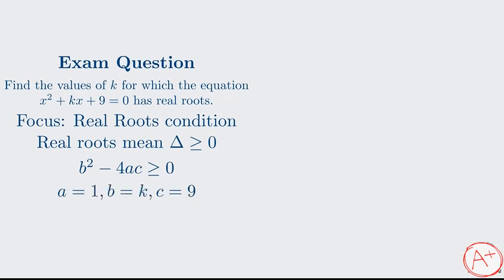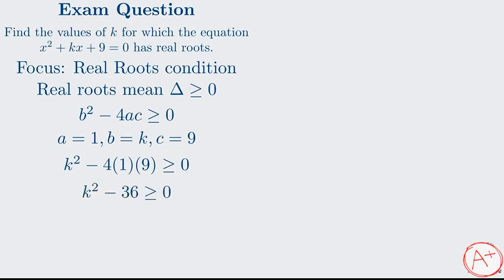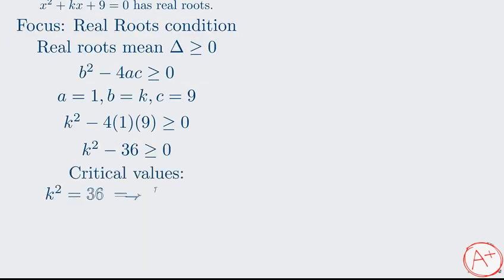Let's identify the coefficients. a is 1, b is k, and c is 9. Now, substitute these into the discriminant inequality. k squared minus 4 times 1 times 9 is greater than or equal to 0. Simplifying this, we get k squared minus 36 is greater than or equal to 0. To solve this quadratic inequality, we first find the critical values where the expression equals 0. k squared equals 36, so k equals plus or minus 6.